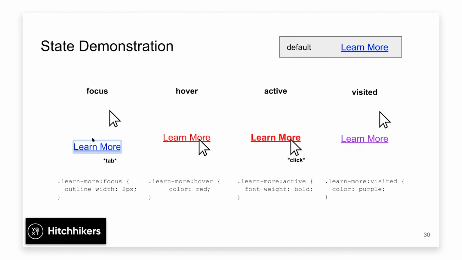Some more states. The focus state with that light blue outline. It's hard to visually demonstrate a tab, but just pretend that I'm tabbing. And here we are giving it an outline width of 2 on tab, which is why you see that light blue outline. The hover state changes, and this is the default state. The hover state changes the element's color to red. The active state would change the weight to bold. And the visited state in this example is changing the color of the link to purple. And notice how the link is no longer bold because the active state has ended once the click has ended.